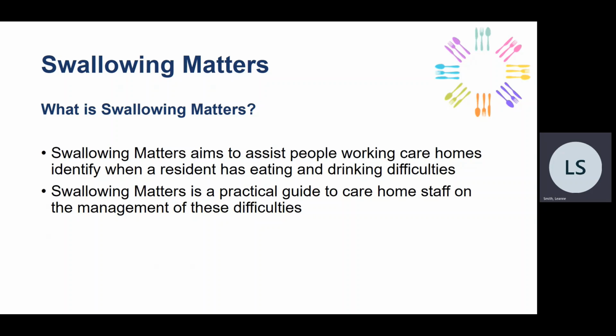Key features of Swallowing Matters include the fact that it has practical resources within it, and that it has a flowchart in it, which means that it can guide and direct staff to the most appropriate action that's required in helping someone to manage as best and as safely as possible.